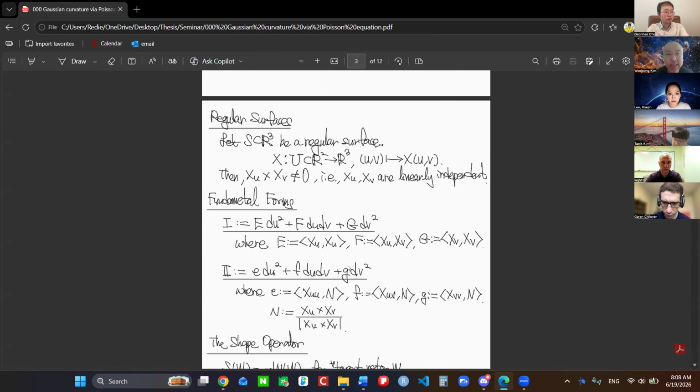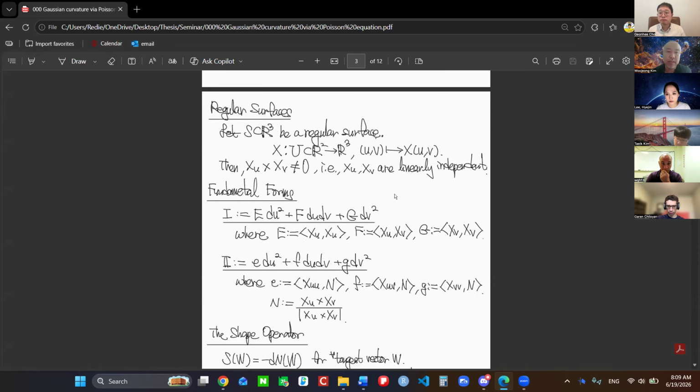So let's look at some background knowledge. What are regular surfaces? Let S in R3 be a regular surface. Then we have the parameterization x(u, v). In this case, xu cross xv is not equal to 0, which means these tangent vectors are linearly independent.